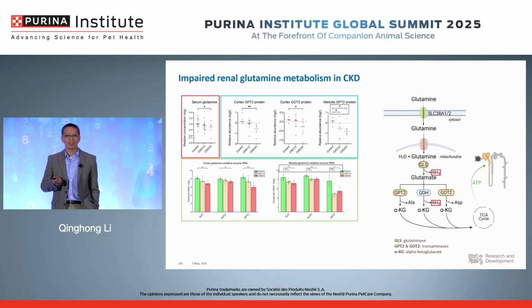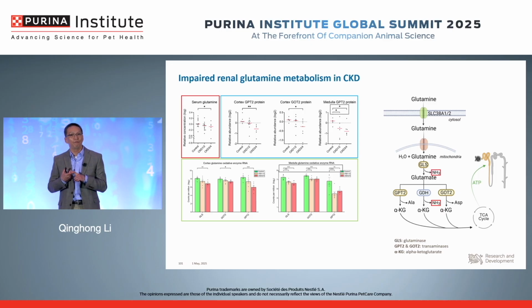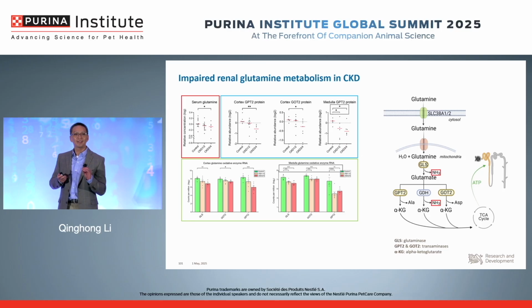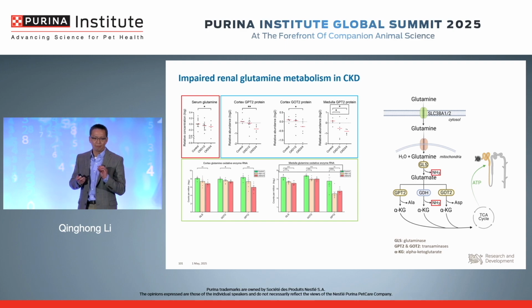So this is an interesting observation. In the medulla, we found that the expression change occurs in both CKD1-2 and CKD3-4, but in the cortex, that is only observed in CKD3-4. So that is a spatial temporal regulation in glutamine metabolism in cats with chronic kidney disease.